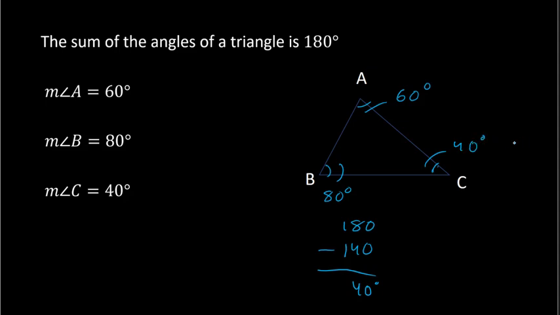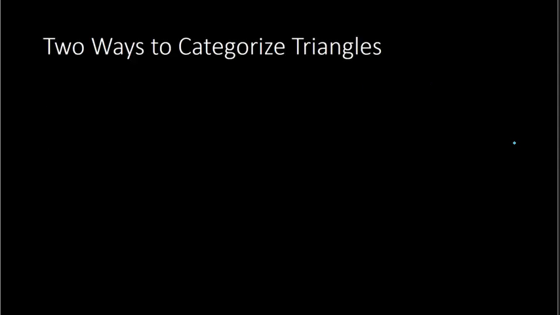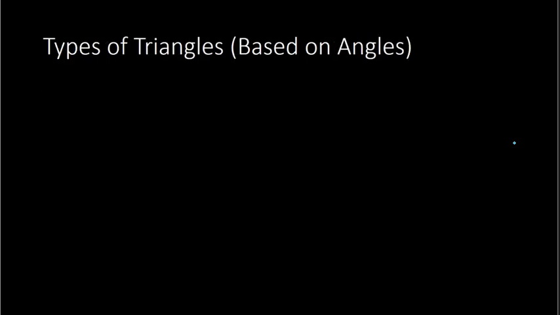Also with triangles, there are different ways you can categorize. The first is by side length, and the second is by angle measure. So let's begin with the angle measure first. With angle measure, we have what is called an acute triangle. An acute triangle, by definition, has 3 acute angles. So a triangle like this would be acute, because all 3 angles are acute angles, meaning the angles are less than 90 degrees.